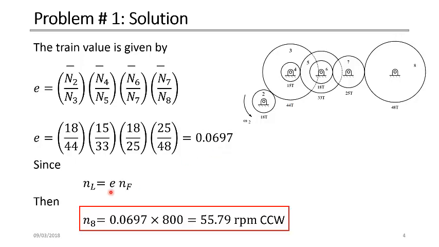So going back to the equation, the speed of the last gear, which is in this case gear number 8, is equal to the train value, which is 0.0697, multiplied by the speed of the first gear, which is 800, gear number 2. So we're getting here 52.79 RPM. Because it's positive, it's in the counterclockwise direction. If it was negative, we would have said that it's in the clockwise direction.